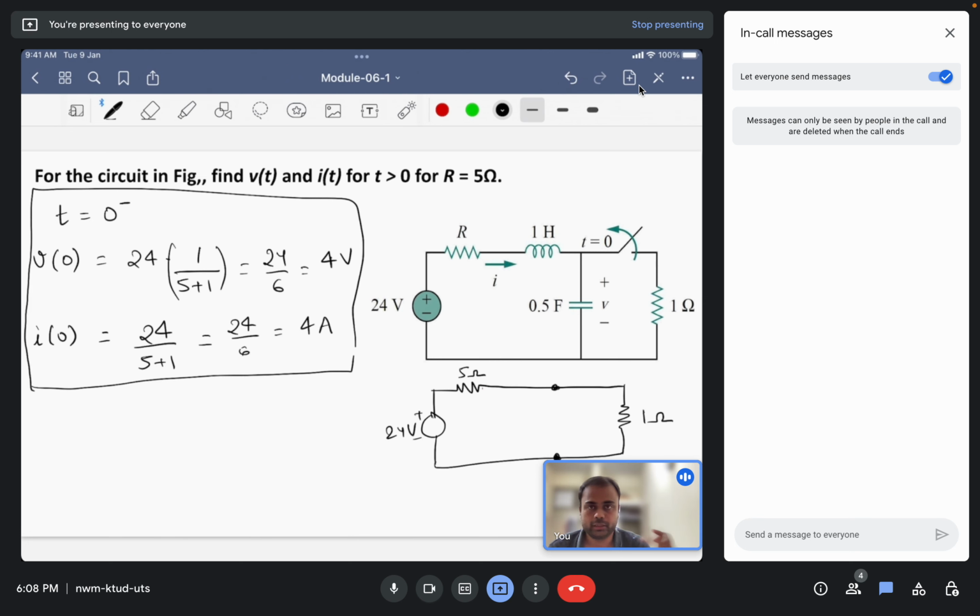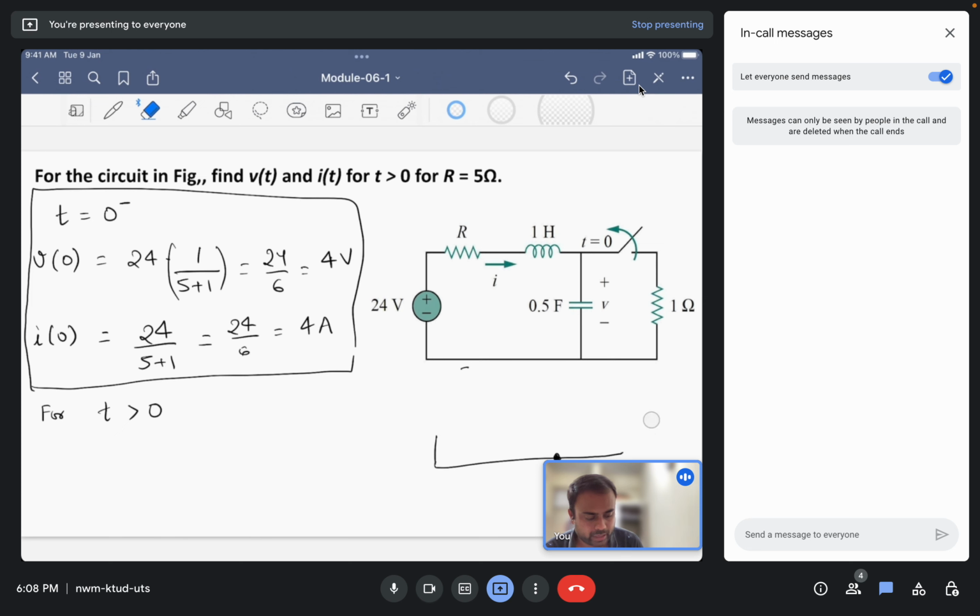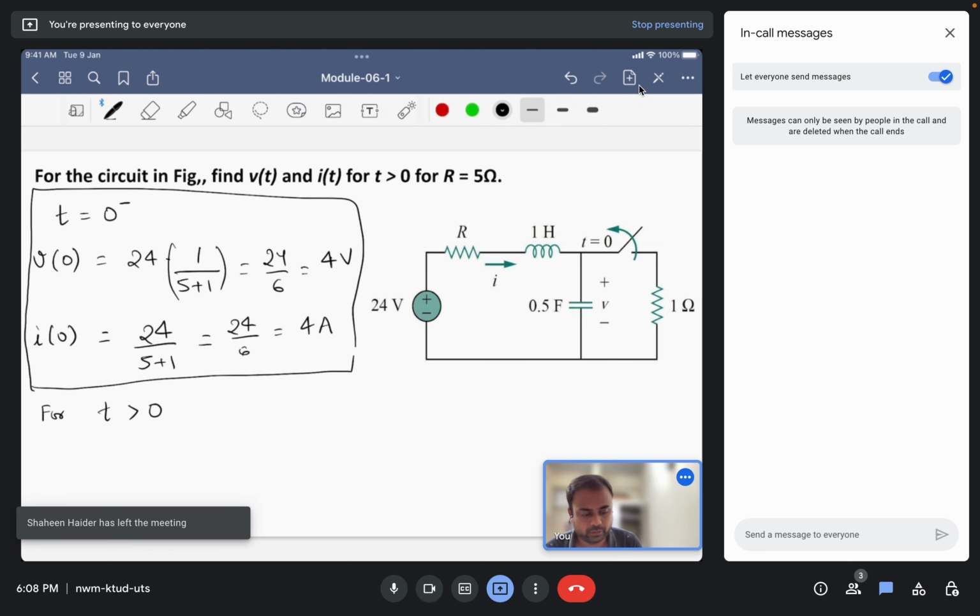Now there is a shift happening here. We are opening the circuit at time t equals 0. So for the case when time t is greater than 0, we will draw the circuit. I will remove this circuit, which was for time t equals 0 minus, and I will redraw the circuit for time t greater than 0. So now the switch is opened.